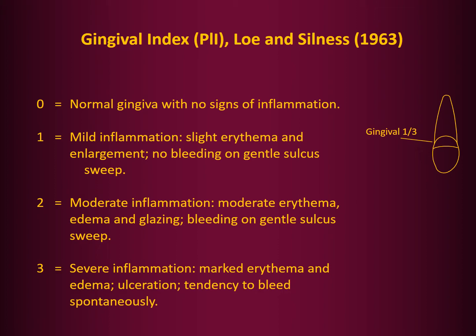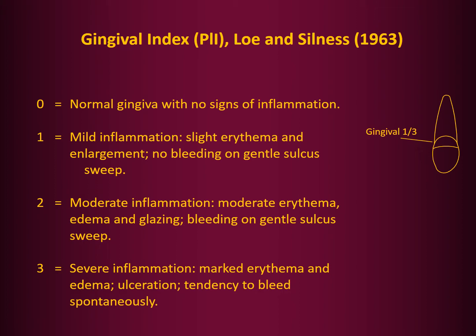And a score of 2 would be moderate inflammation, meaning moderate erythema, edema, glazing of the surface. In other words, you can see sort of a glazing or a shiny surface to the gingiva, with bleeding on gentle sweep of the sulcus. So in this case, when you do that same sulcular sweep, gingival bleeding may actually occur. So you would have what we call moderate gingival inflammation.